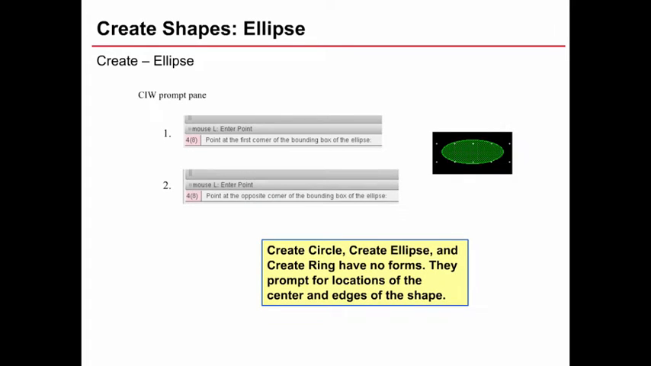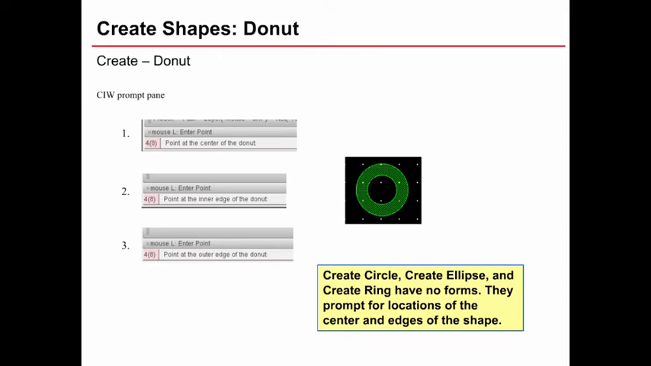Create ellipse. First corner of the bounding box of the ellipse, and then opposite corner. So you can see how as you move that corner, it would change the shape of the ellipse. Create donut, point at the center, inner edge, outer edge. Notice here there's no forms, they just tell you, okay, this is what we're asking you for, and there you go.